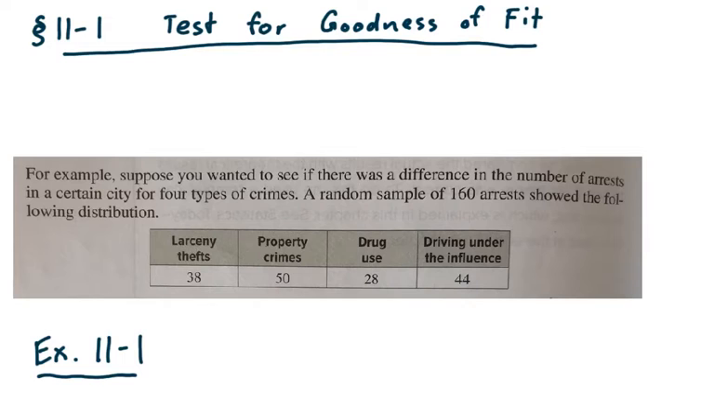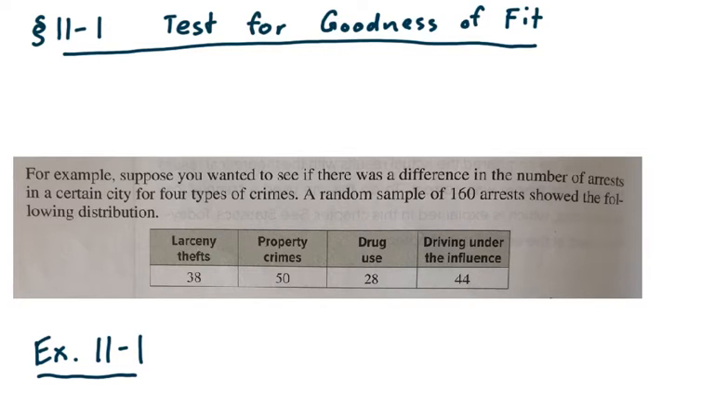This chapter is covering other chi-squared tests, and the first chi-squared test that we're going to consider in Chapter 11, Section 1 is the test for goodness of fit. So this type of test is going to be used when we have a frequency distribution and we want to see if that frequency distribution fits into a certain pattern.